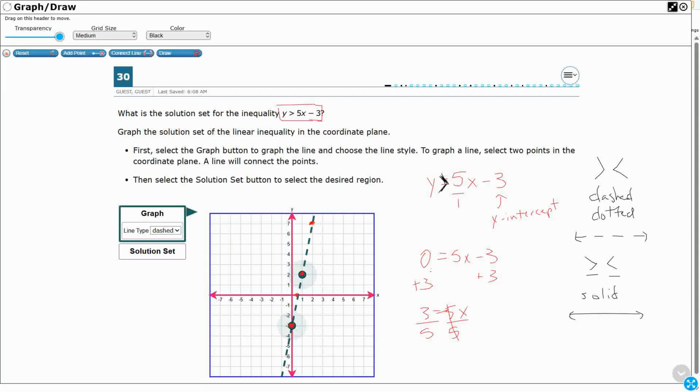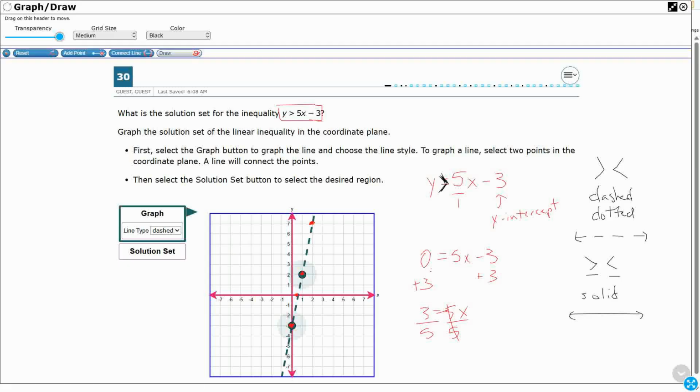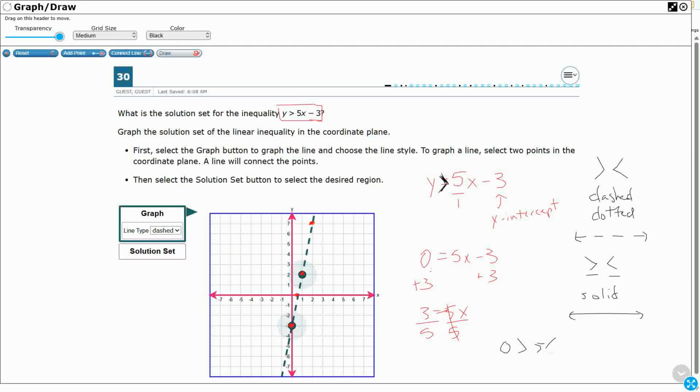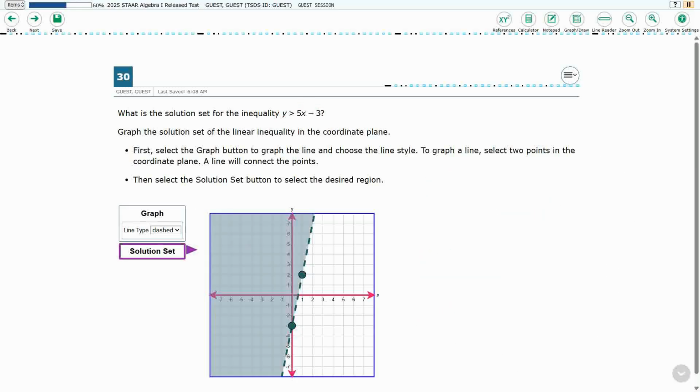Well, it is greater than, so greater than means you're going to be above it. And if you put in (0, 0), you're going to see that is included in the solution set. So that's going to be 0 is greater than -3. So we are going to include it. So we're going to do this, and that's our answer.